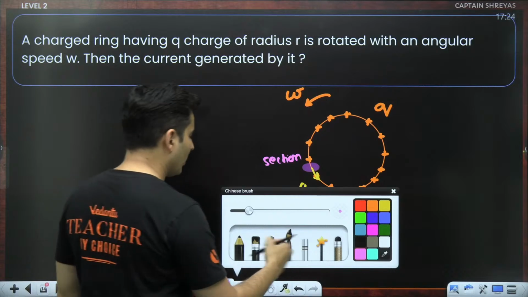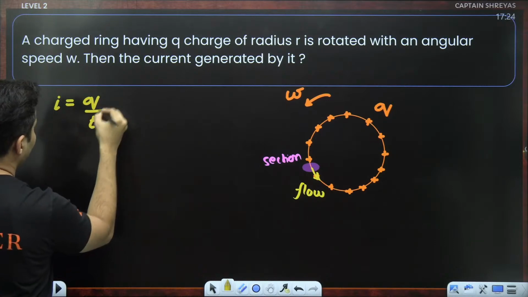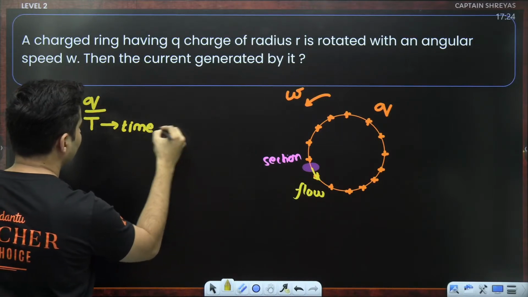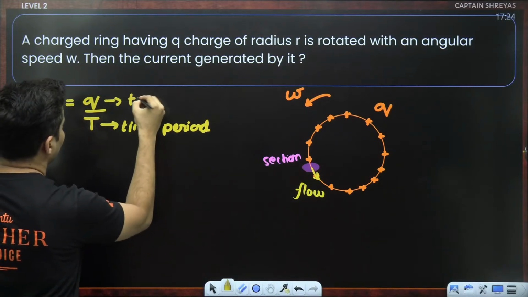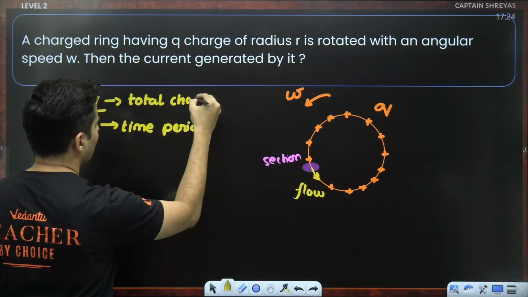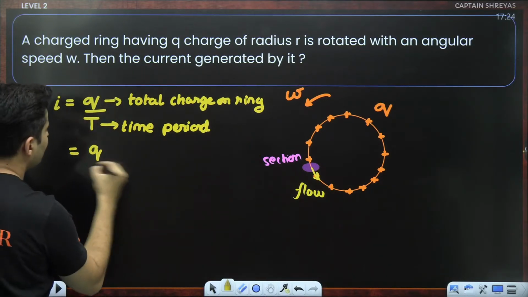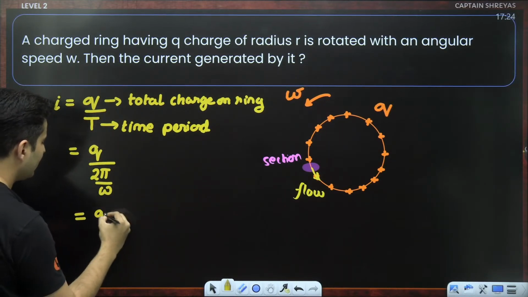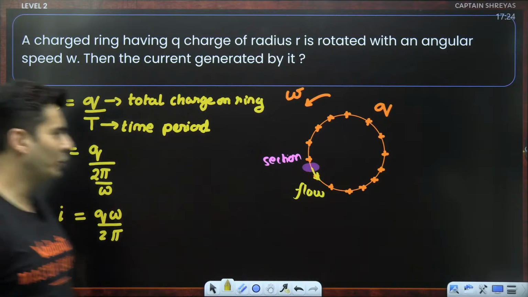So if I now talk about how much current is flowing, which is the total charge upon the total time, how about taking this t as capital T, which is now the time period, and this is the total charge on the ring. And is there a relation between time period and angular speed? Yes, circular motion, 2 pi by omega, hence it is q omega divided by 2 pi. So that is the current, q omega by 2 pi.